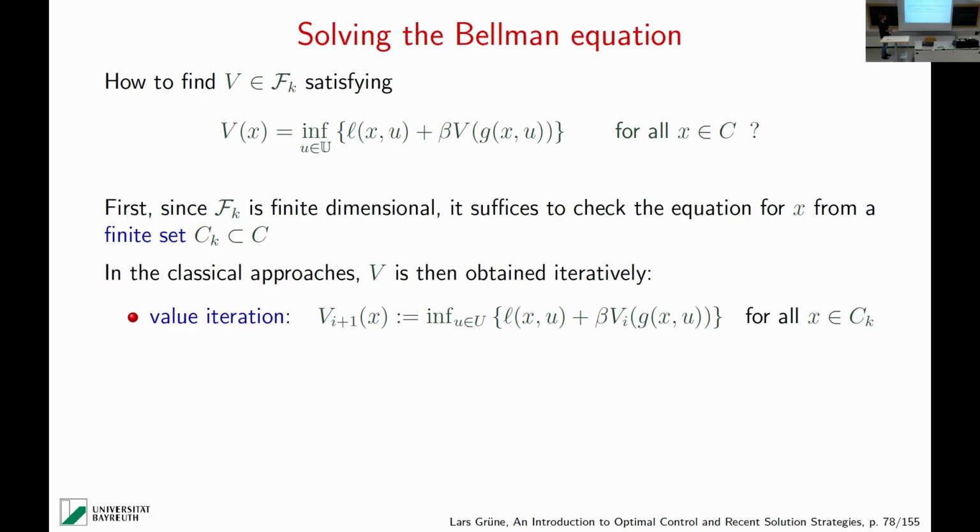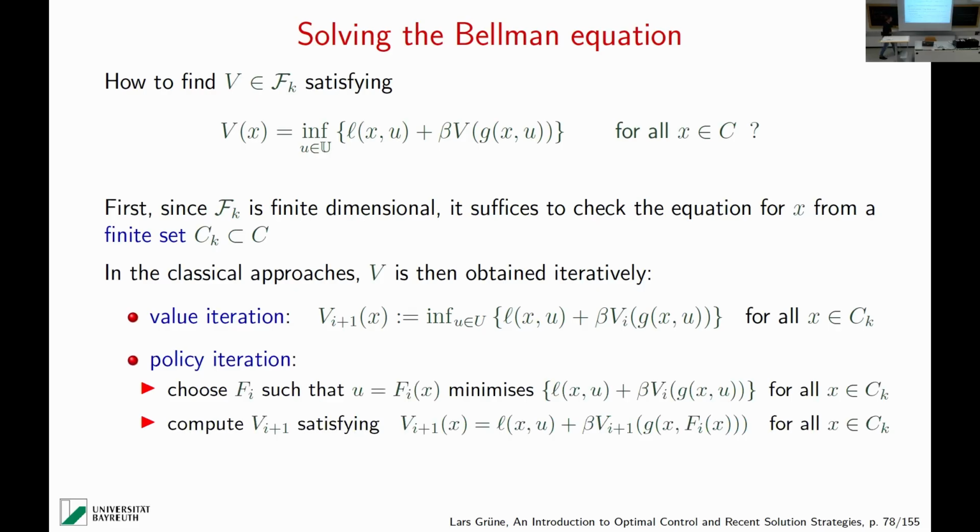That's the value iteration, and there are known conditions under which this converges. There are many theorems telling you that under these conditions you will really converge. For example, if L is bounded and beta is strictly less than 1 in a discounted problem, this is a contraction in the infinity norm, and this will converge.